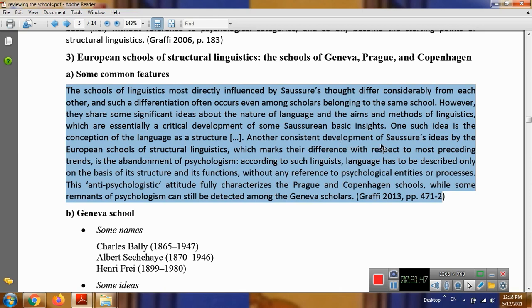Another consistent development of Saussure's ideas by the European schools of structural linguistics, which marks their difference with respect to most preceding trends, is the abandonment of psychologism. According to such linguists, language has to be described only on the basis of its structure and its functions, without any reference to psychological entities or processes. This anti-psychologistic attitude fully characterizes the Prague and the Copenhagen schools, while some remnants of psychologism can still be detected among Geneva scholars.